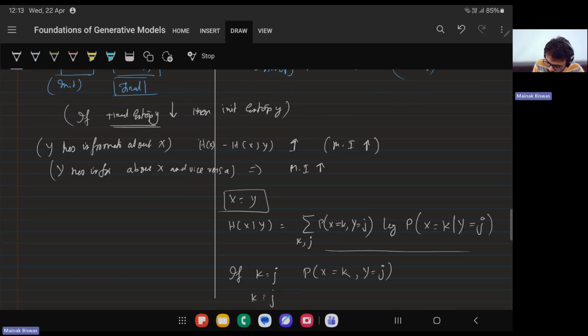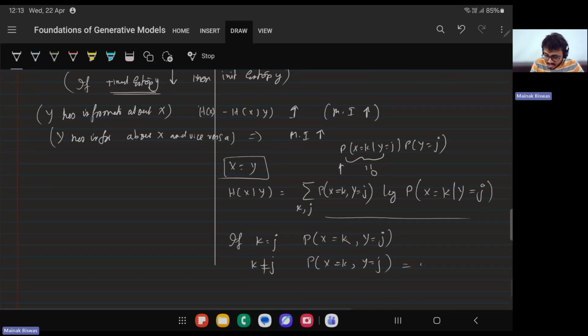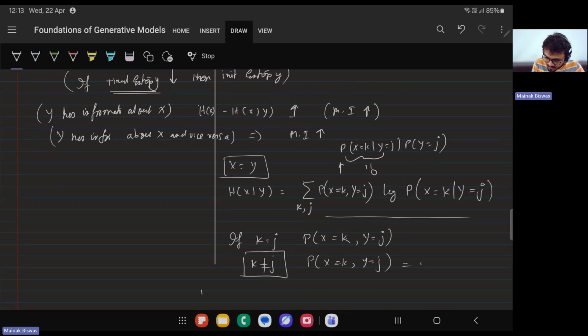For K not equal to J, what will this be? P of X equal to K, Y equal to J. What will this term be? If you are not able to figure it out, we can always write this as a conditional distribution times the probability of Y equal to J. Correct? Do you agree? This is equal to 0, right? If they are not equal, because I know X is equal to Y. If K and J are not equal, the conditional distribution can never be nonzero.